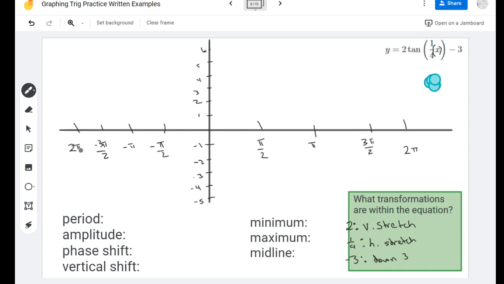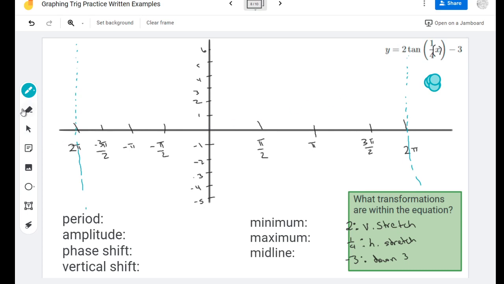Alrighty. Now normally we have vertical asymptotes here at negative pi over 2 and pi over 2. But because of the horizontal stretch, that's what's causing my vertical asymptotes to happen at 2 pi and negative 2 pi, because instead of it going 1 tick mark to the right and 1 tick mark to the left, they go 4 now. Now halfway between our asymptotes, we would still have our 0.